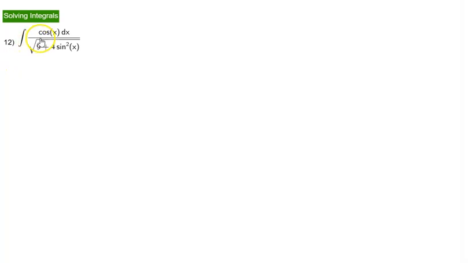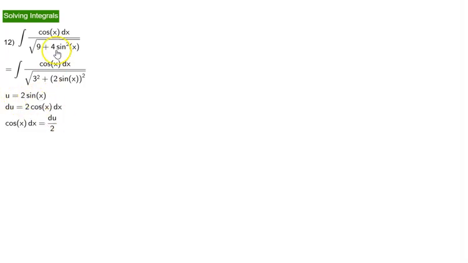12th one, integral of cos x dx divided by square root of 9 plus 4 sine square x. Try to find a pattern here. This can be written as 3 square plus 2 times sine x square. So that means a square plus x square we get. So that means we can do the substitution u is equal to 2 sine x. So that du is equal to 2 times cos x dx, or cos x dx is equal to du by 2.